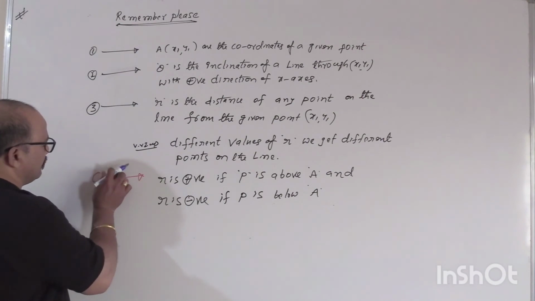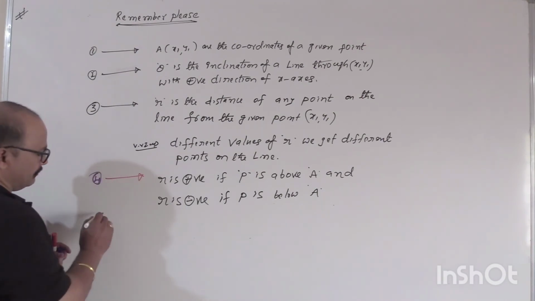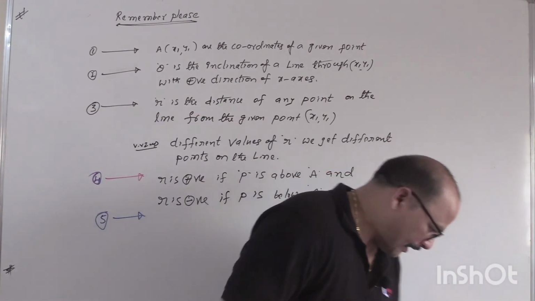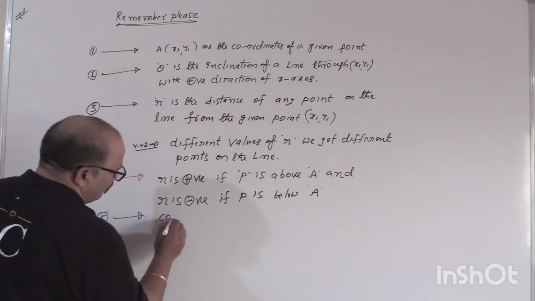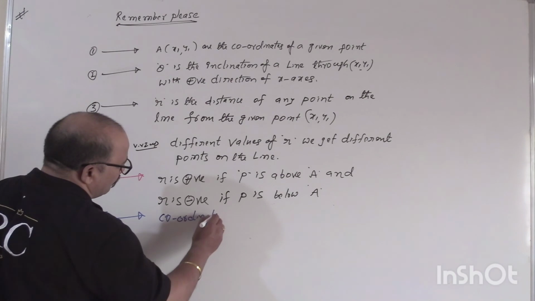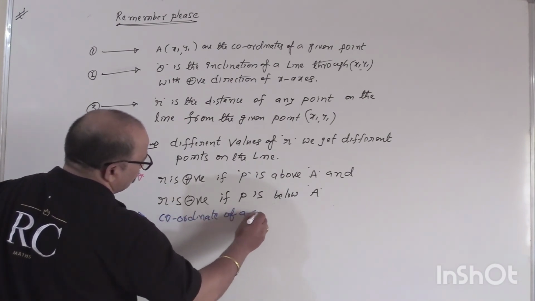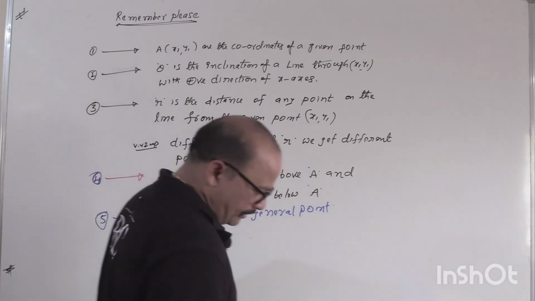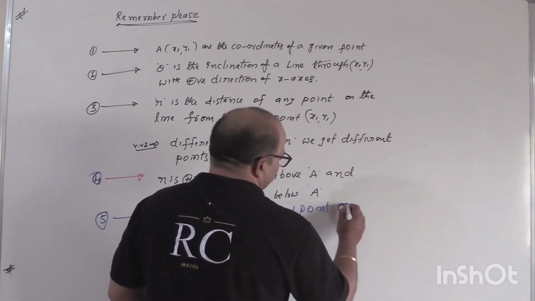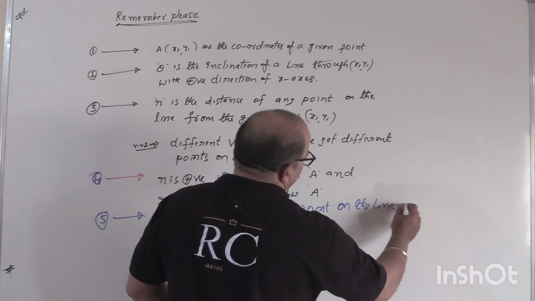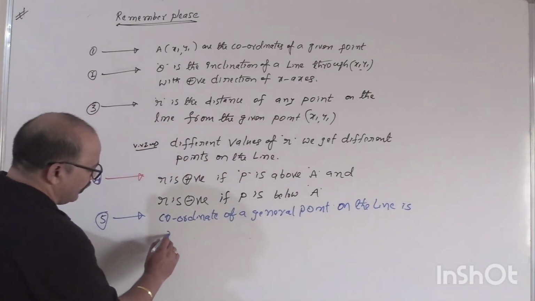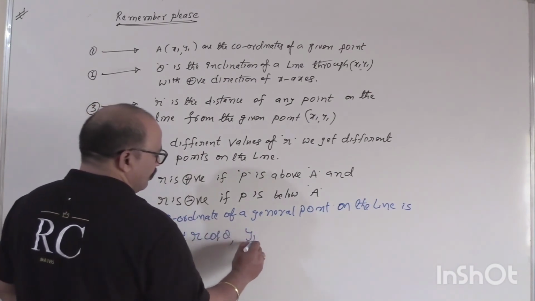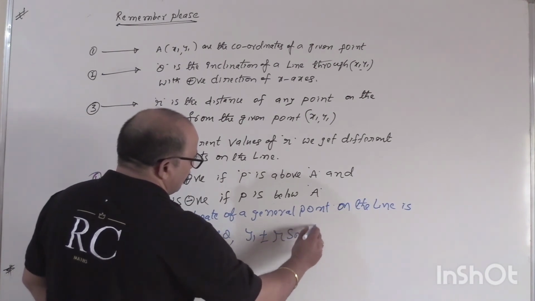Yes, 1, 2, 3, this is the start. Point 4 is the last point, my dear students: the coordinates of a general point on the line are x1 plus or minus r cos theta, comma y1 plus or minus r sin theta.